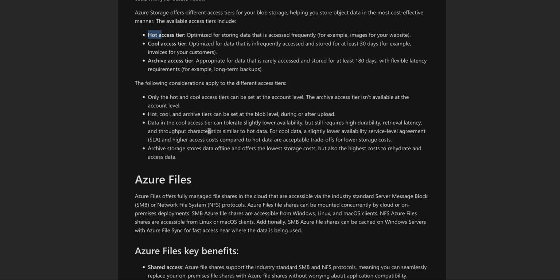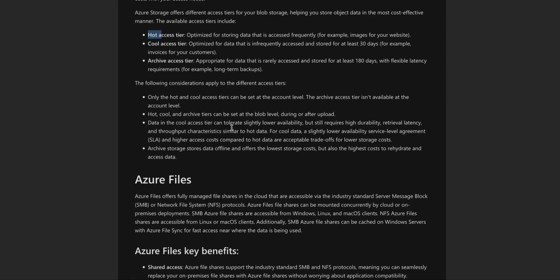Data in the cool access tier can tolerate slightly lower availability but still requires high durability, retrieval latency, and throughput characteristics similar to hot data. For cool data, a slightly lower availability service level agreement and higher access cost compared to hot data are acceptable trade-offs for low storage cost.